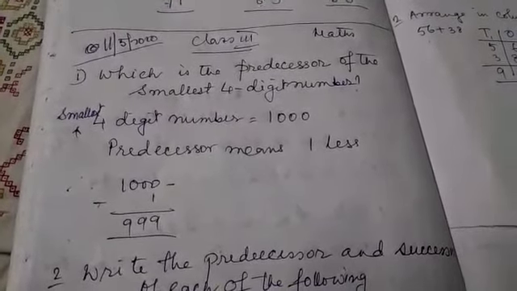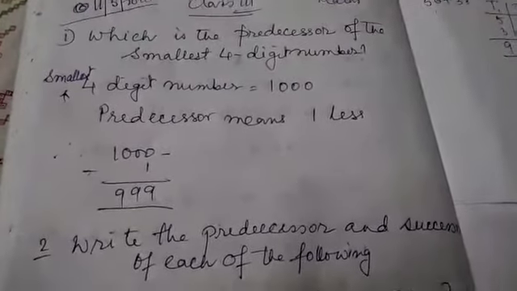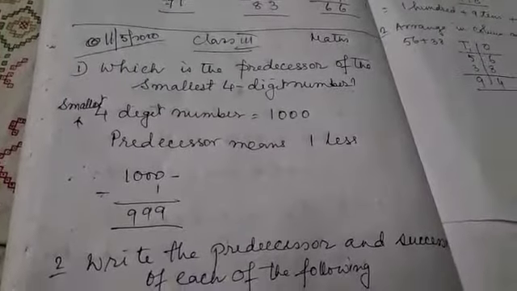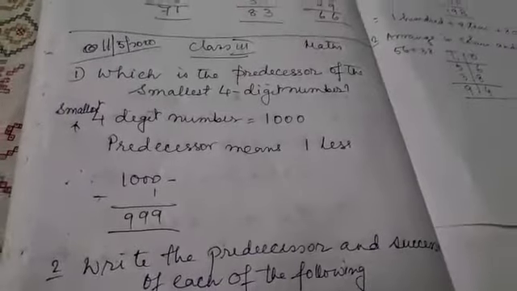Which is the predecessor of the smallest 4-digit number? We know the smallest 4-digit number is 1000. Predecessor means 1 less. Therefore, 1000 minus 1 is 999.